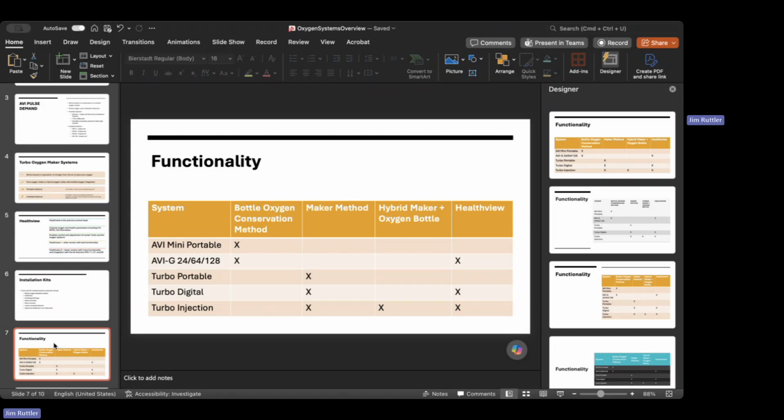All right, the column on the left is your various systems: the AVI Mini, the AVI G 24, 64, 128, the Turbo Digital and Turbo Injection. Then come some of the common limitations: max altitude, Part 23 limits, service life, and oxygen refilling requirements. As far as max altitude, everything that we make goes up to 18,000 feet.